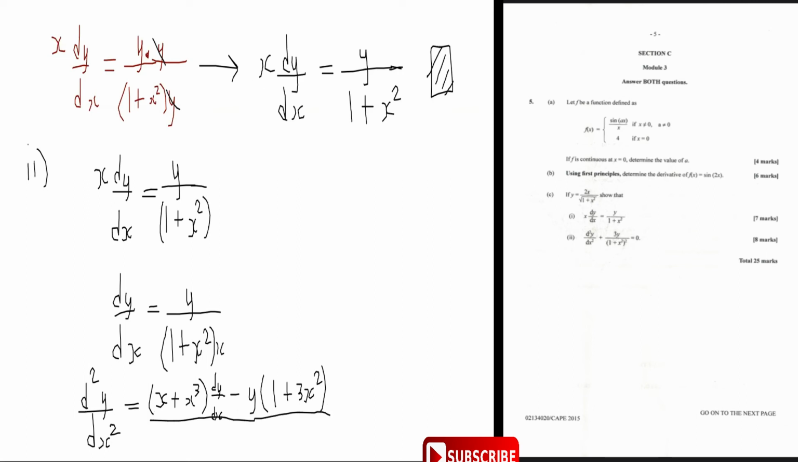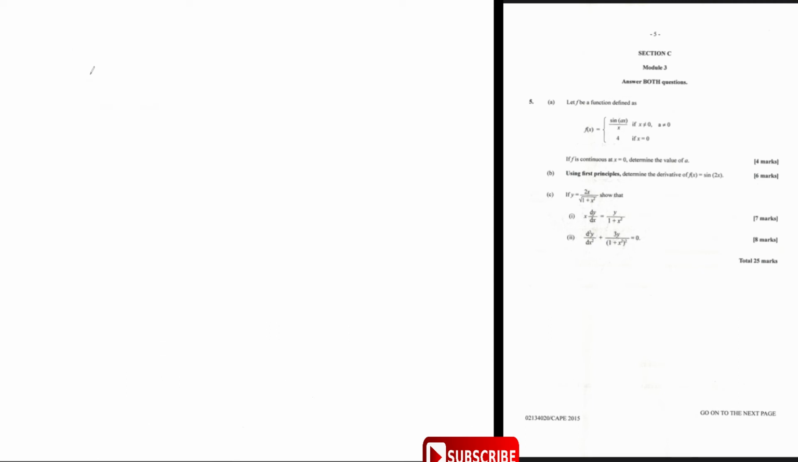I don't like this line. Let me fix it better. All over the bottom square. When I'm squaring 1 plus x squared, what I'm going to get is 1 plus x squared, squared, times x squared. That's what I get when I square the denominator. So this is d2y by dx squared.